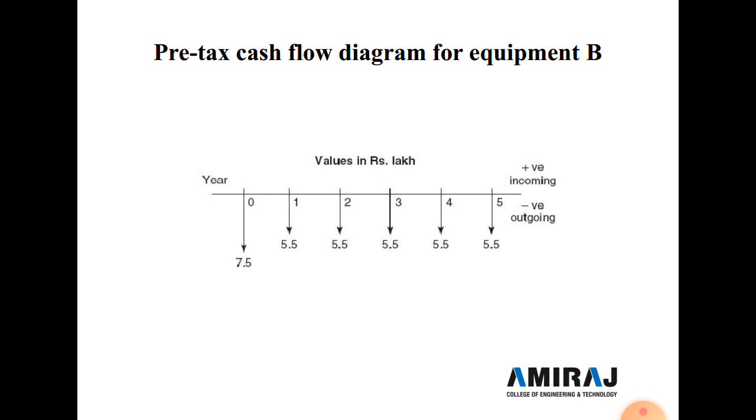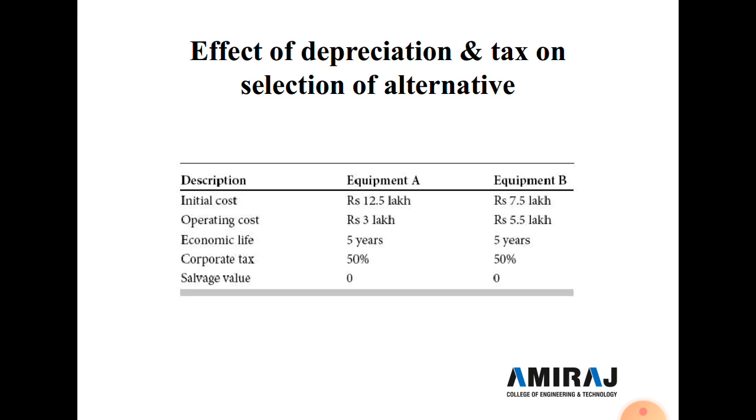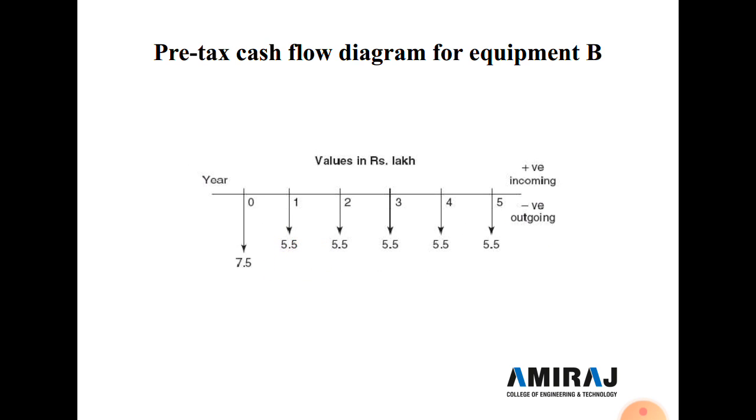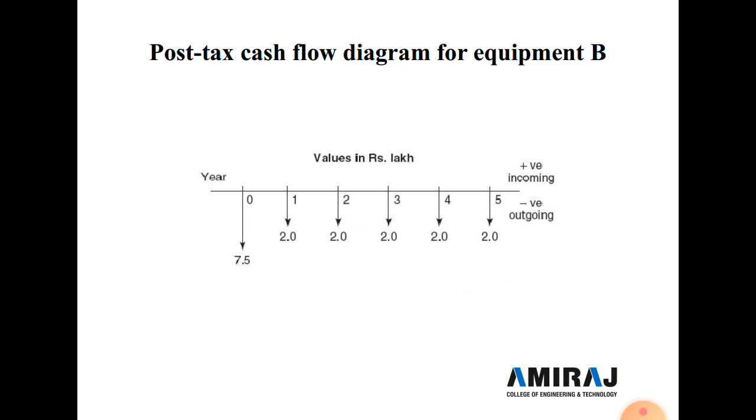Similarly for equipment B, 7.5 lakh is the purchase cost, meaning the equipment cost, and it is an outgoing value, so we write it here. In each and every year the cash flow is 5.5 lakh for operating cost, outgoing up to the 5th year. Similarly in the cash flow diagram for equipment B, 2 lakh is the corporate tax in each and every year. So these are the cash flow diagrams for equipment A and B, for your reference.